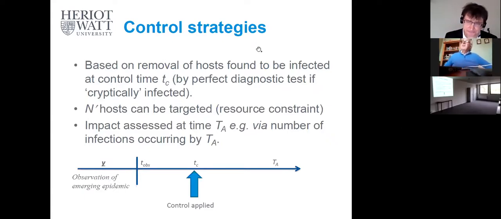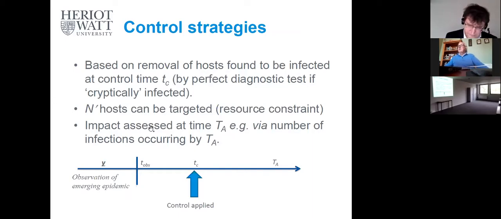Okay, a little bit more detail. This is on the kind of control strategies that the plant scientists at Cambridge were interested in. They were interested in controls where you would go to the population at time tc, you would look at some subset of the hosts, and those which were found to be infected. So we're going to assume, for simplicity, that you have a perfect diagnostic test. So for something like a virus, this would be some kind of viral assay test that you were doing, and that would have very, very high sensitivity. And those that are infected at time t, you're going to remove.